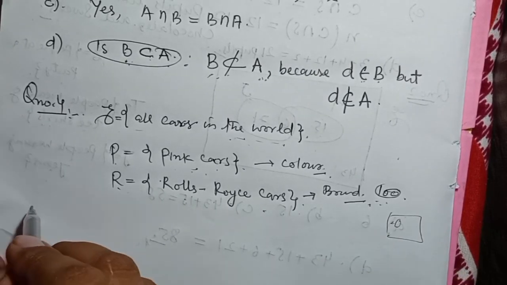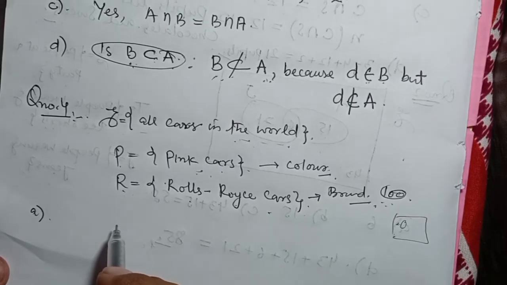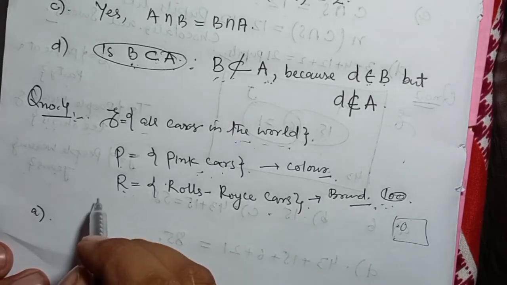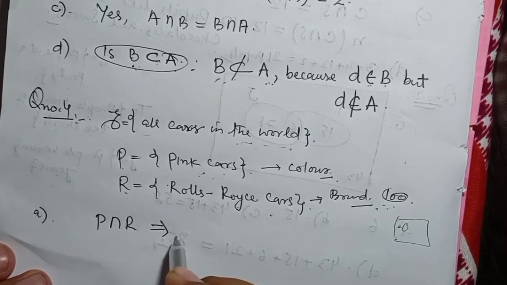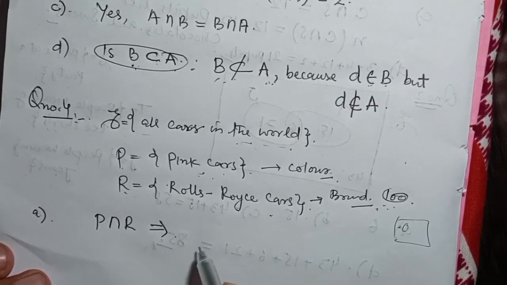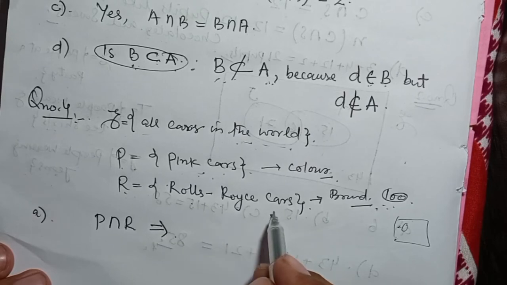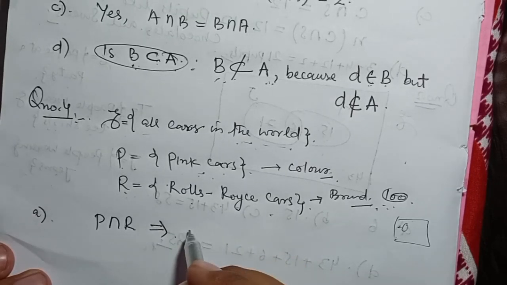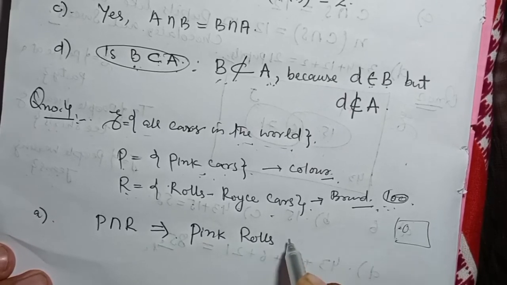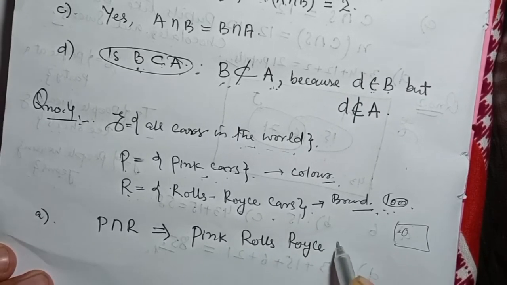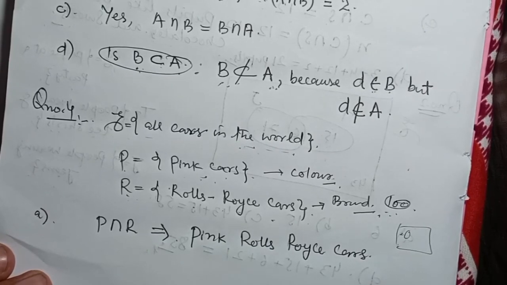So the first part is describe the set P intersection R. What does it mean? It means simply the Rolls Royce cars which are pink in color. So I can write pink Rolls Royce cars. This is simple.